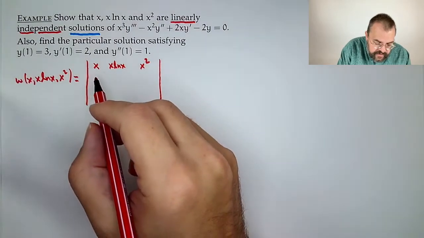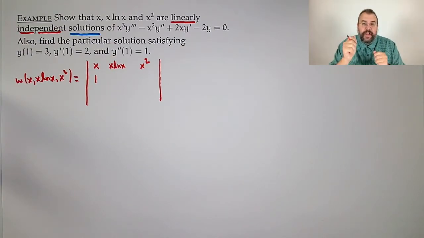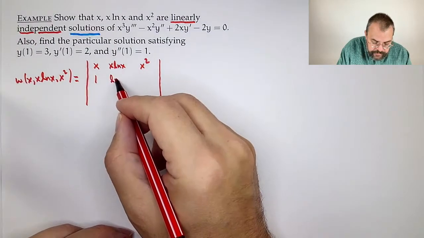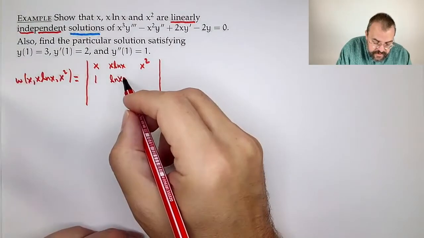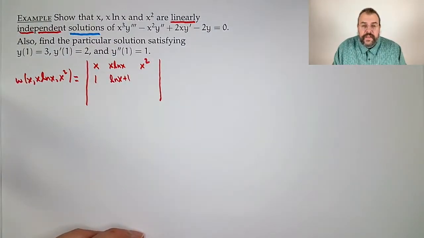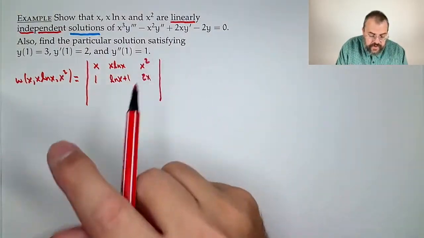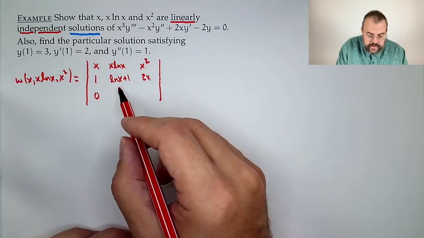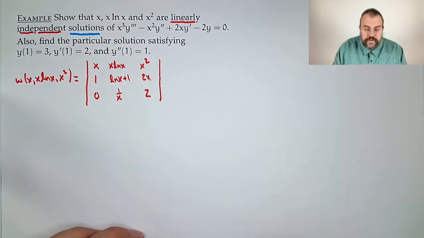So the derivative of x is 1. Derivative of x log x, well, we can do a product rule. The derivative of x is 1, and then keep the log x alone. So that's log of x. Then we have x times the derivative of log x, which is 1 over x. x times 1 over x is 1. So the derivative is log x plus 1. And the derivative of x squared is 2x. Okay, now next row, take derivatives again. 0, the derivative of log x plus 1 is 1 over x, and the derivative of 2x is 2.